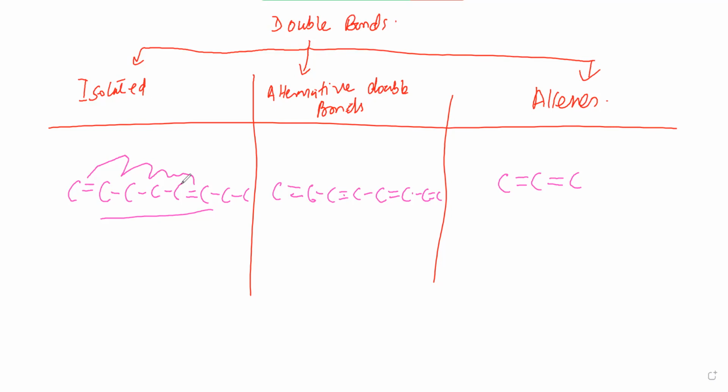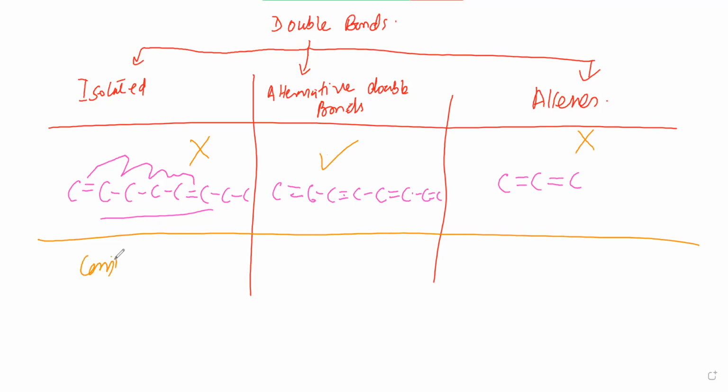So in aromatic compounds, we must have this type of bonds, alternative double bonds. If we have the other types of bonds, then we can say the compounds are not aromatic, because for aromatic, the double bonds must be present in alternate fashion. Why is it necessary that it should be in alternative fashion? Because we are talking about conjugation. Now, what do we mean by conjugation?